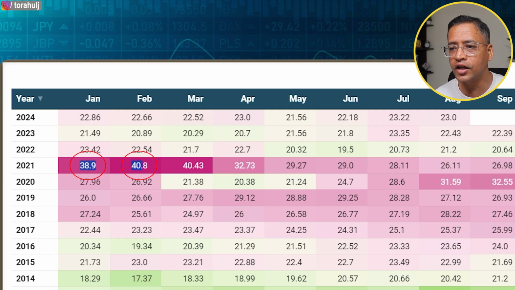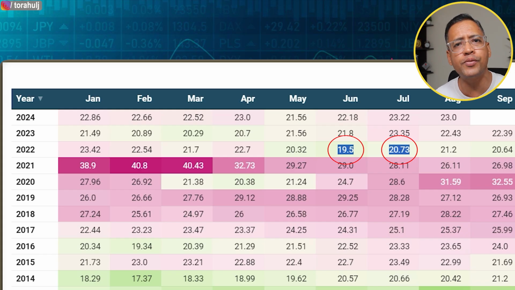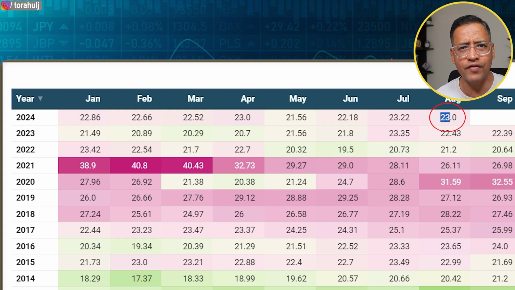You see these 38, 40 here back in January, February, March 2021, while Nifty was trading at around 19, 20 in the month of June, July 2022. This is where I personally call Nifty undervalued. Right now, in my view, at 23, it is a fairly valued game. I don't think we are highly overvalued right now.